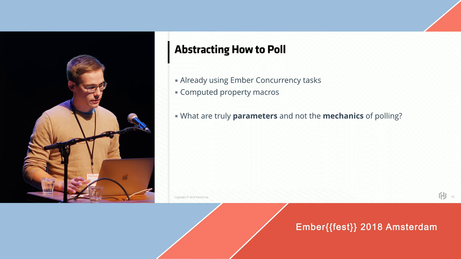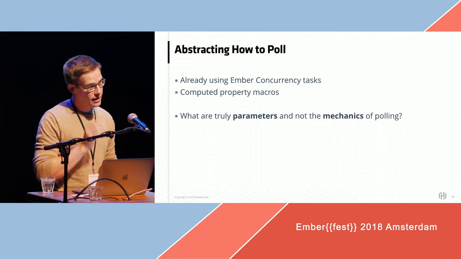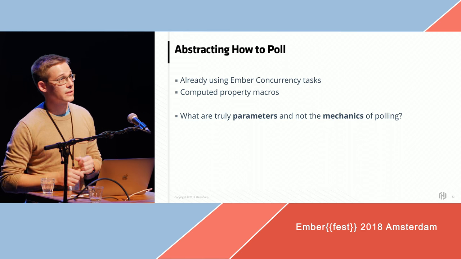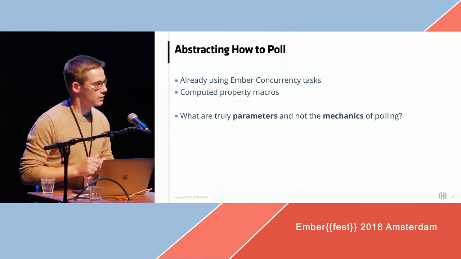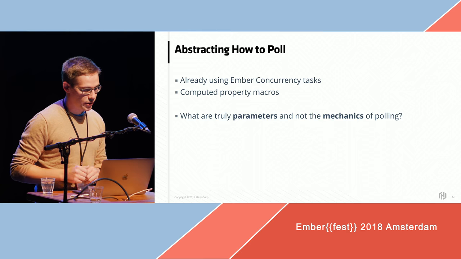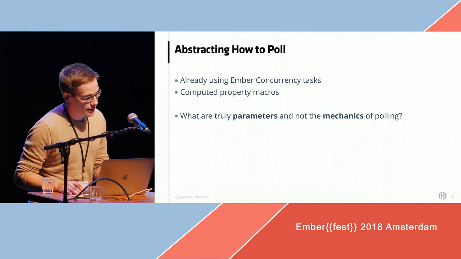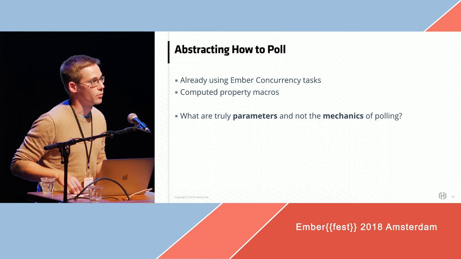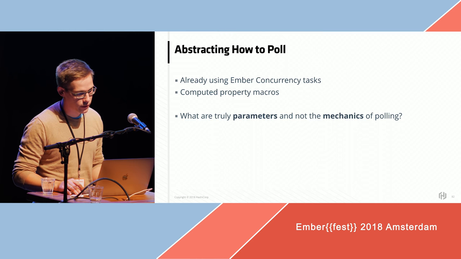So we're already using Ember Concurrency tasks, and Ember already has this concept called computed property macros. Turns out these two play really well together. So this is an alternative way to refactor your tasks that we saw in a lightning talk earlier. And you need to ask the question, what are truly the parameters right now, and what are just the mechanics of polling? Because we want to hide the mechanics of polling.